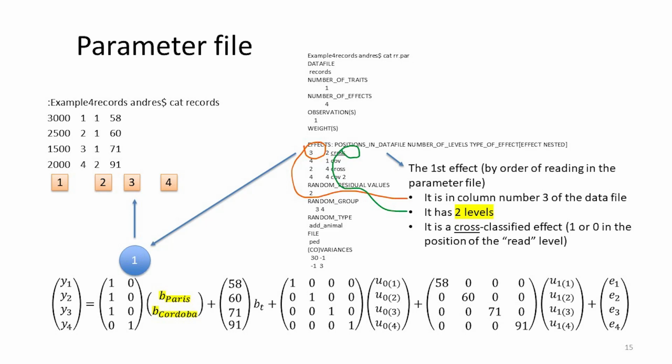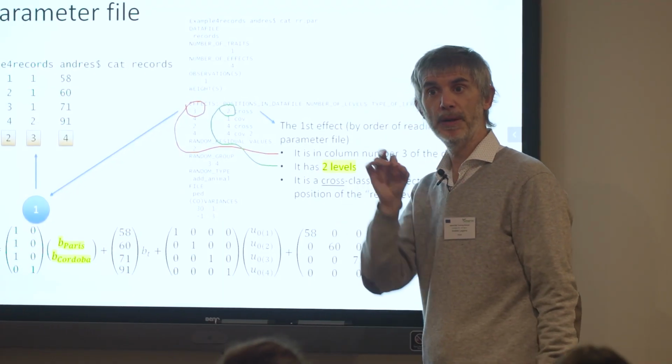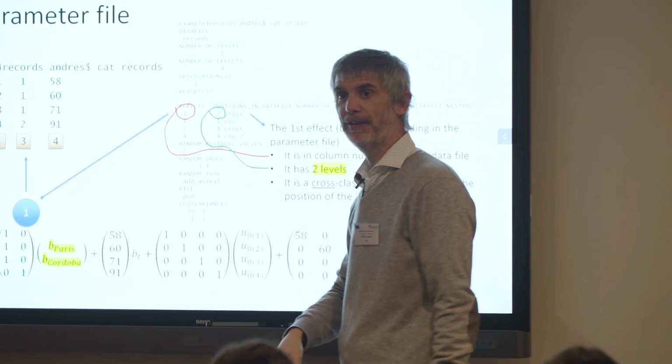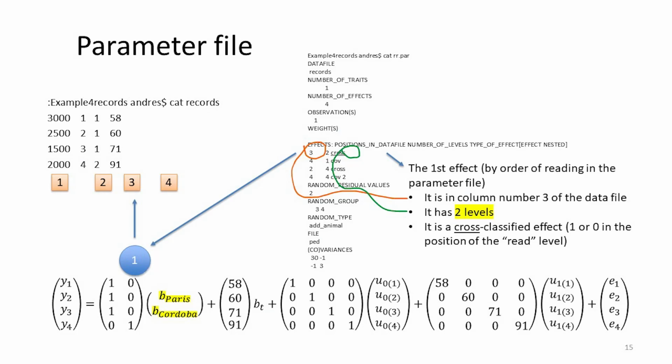So what does this number mean? We have 4 effects. So we say, OK, what is the first effect? We want it to be the series effect. The series effect is stored in column 3. So we say this is in column 3. And then we also need to tell BLUPF90, because BLUPF90 is not going to read the whole data file and deduce by itself that there are just 2 series. You need to tell it there are 2 series, and believe me, BLUPF90. If you put there is 1 series, then it will be a problem. So you need to say there are 2 levels.